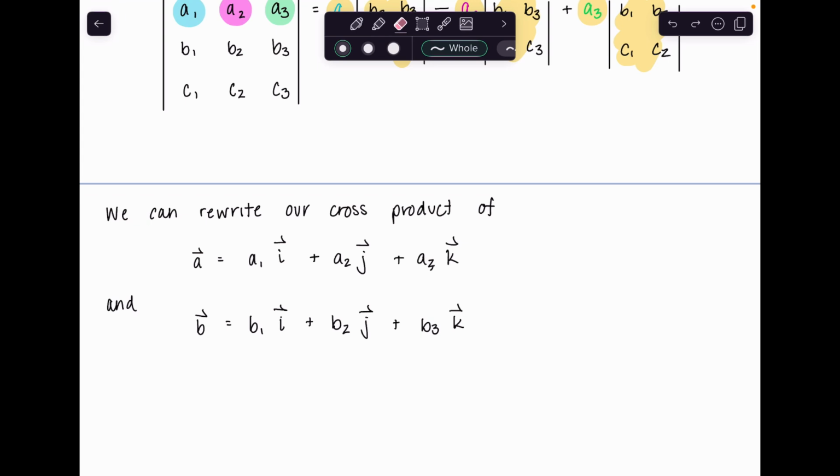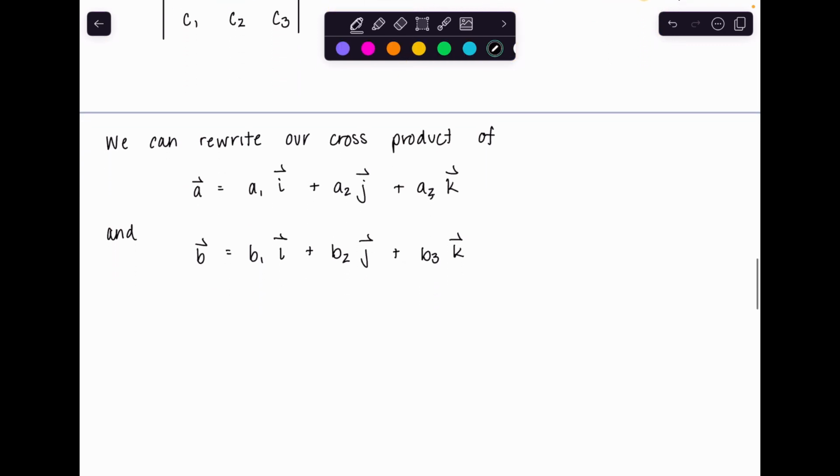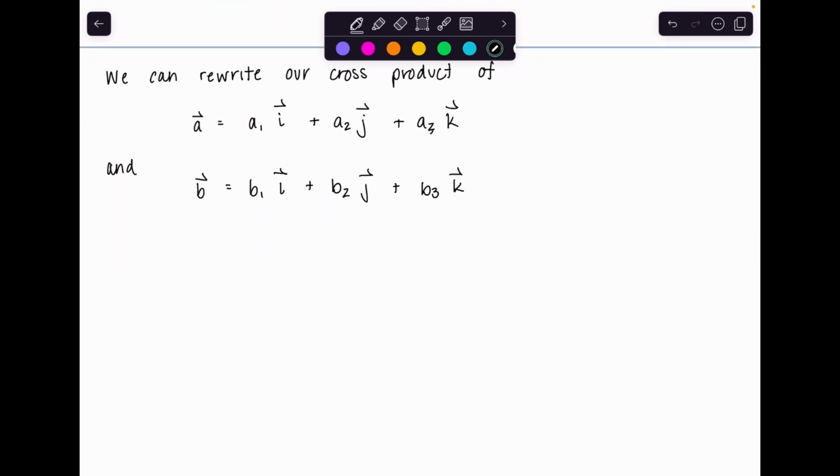One thing you're also going to see real soon is I'm going to end up just not writing the little dots above I and J because it gets real annoying, or I just forget to. So if you see that happen, sorry, but that's what I mean. But we're going to rewrite the cross product of these two vectors as the following.